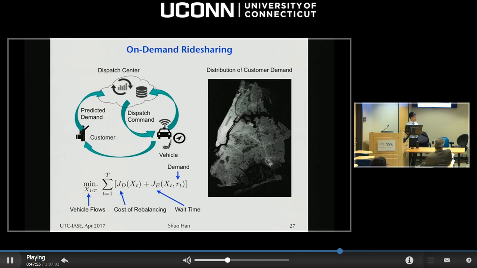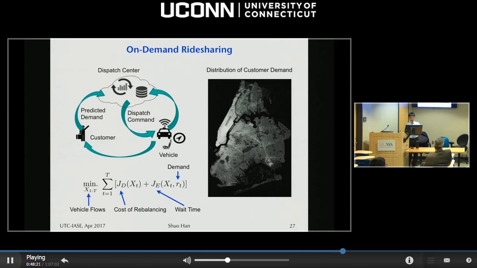The first term is the cost of rebalancing, which is a function that just depends on my vehicle flows. And the second one is the wait time, which not only depends on my allocation of vehicles, but also the specific demand generated. All of these are vectors with the corresponding dimensions. For example, this would be a demand. This demand would be a vector whose dimension is the same as the number of locations.